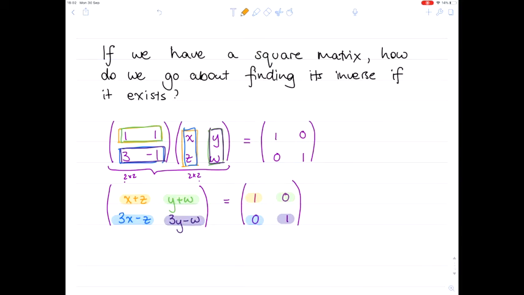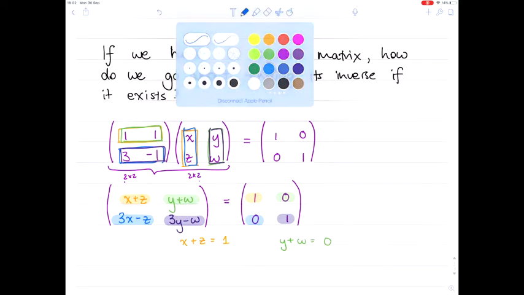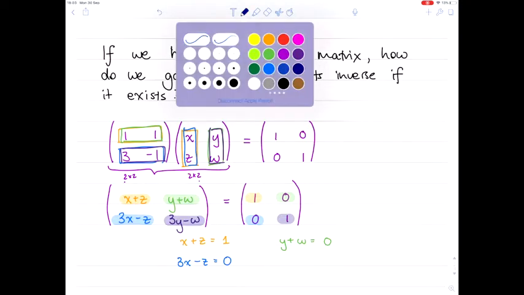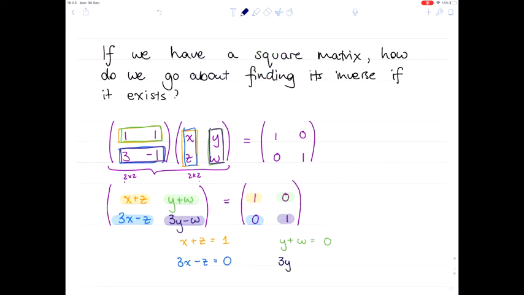So we've got the equation x plus z must be equal to 1. We've got the equation y plus w must be equal to 0. We've got the equation 3x minus z is equal to 0. And finally we've got the equation 3y minus w is equal to 1. And these four equations must be satisfied simultaneously in order to find values of x, y, z, and w so that our original matrix has an inverse.